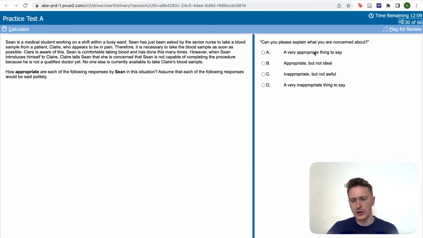"Can you please extend what you're concerned about?" Very appropriate. This is what I was talking about. If you say that to someone, they can say, I'm concerned that your experience is not very good, and then you can adjust that. Alternatively, they could say, I'm actually really terrified of needles and I need it to be done first time, and I want the most senior member. That's fine. It offers you more information that you can then respond to.